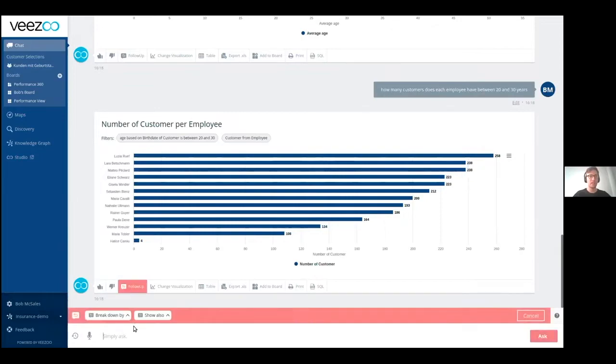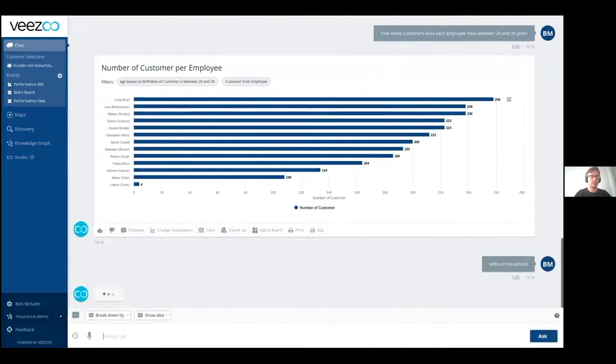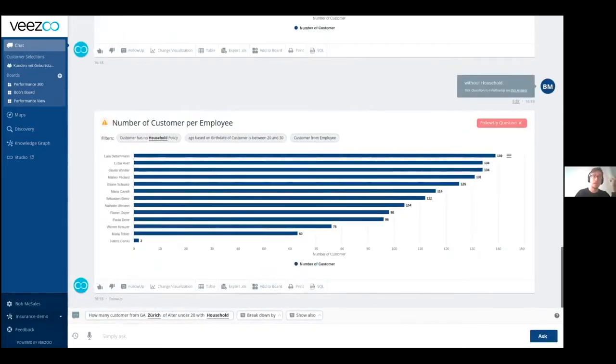Okay, so Mateo is still thinking, yeah, but they all have household insurance already, so I cannot sell them anything. I may have all these clients, but they all have it already. So Bob just asks without household. You can just follow up with that and see here, customer has no household policy. Still, there are 131, right? So that's almost half, more than half of those.